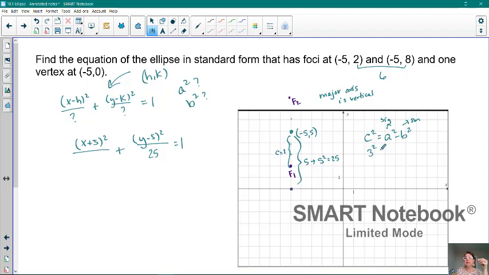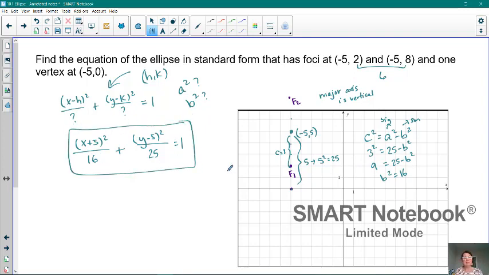3 squared is equal to, well, I already know the big one is 25, and now I'm able to solve for b squared. 9 is equal to 25 minus b squared. You can probably already figure out what it is. Let's say I added b squared to both sides and subtracted 9. b squared is 16, and that's what goes here. We have found the equation of this ellipse.